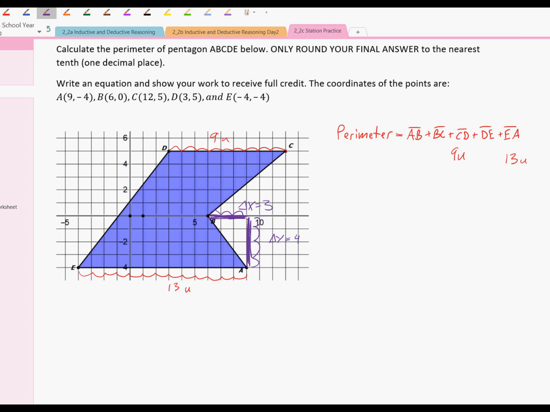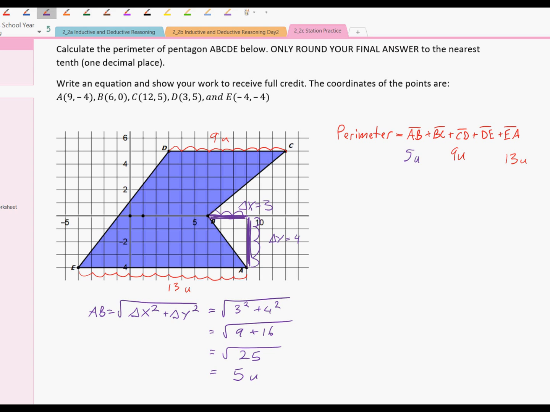So now the formula for AB is equal to the square root of the change in X squared plus the change in Y squared. And I just plug in the values I have. So 3 squared plus 4 squared, which is equal to 9 plus 16 under the radical, which is equal to the square root of 25, which is simply equal to 5 units. Now I can plug in AB, which is 5 units.